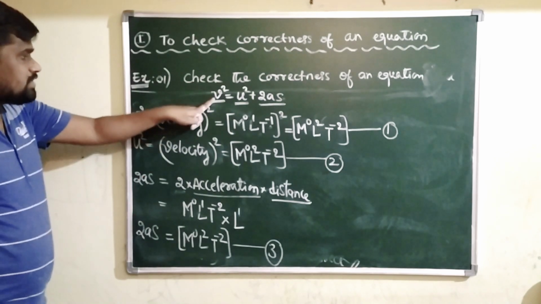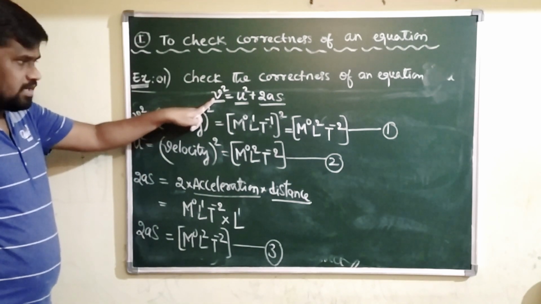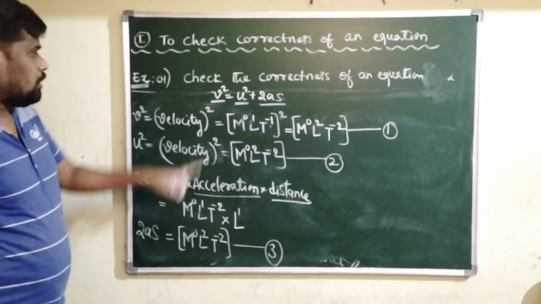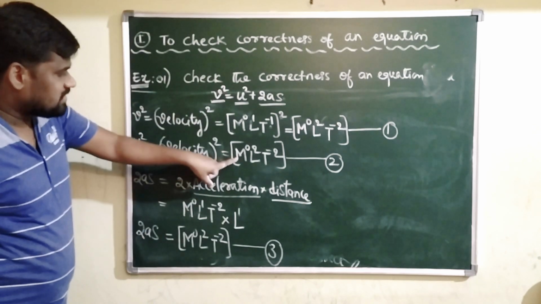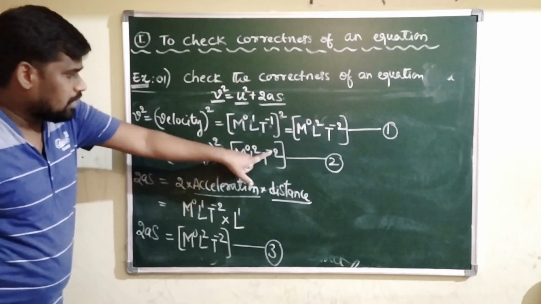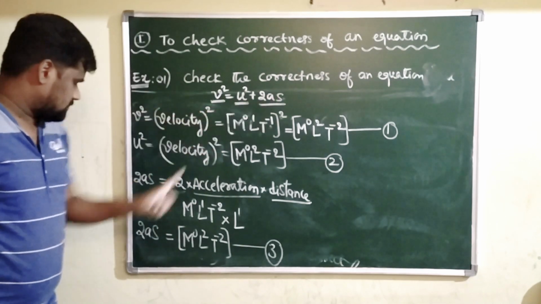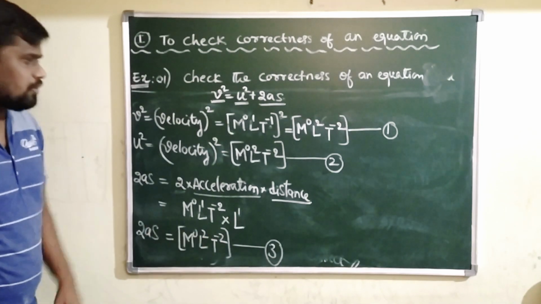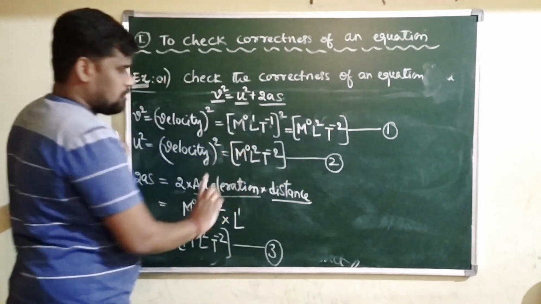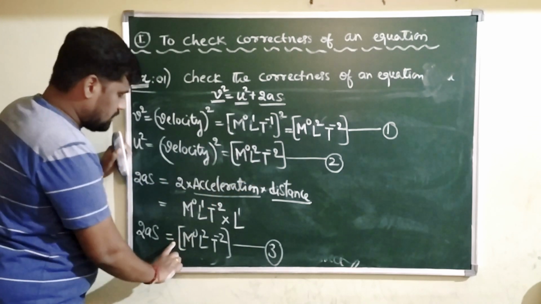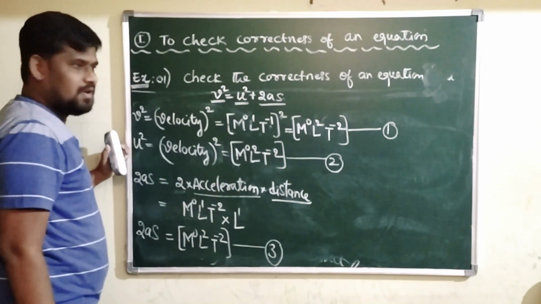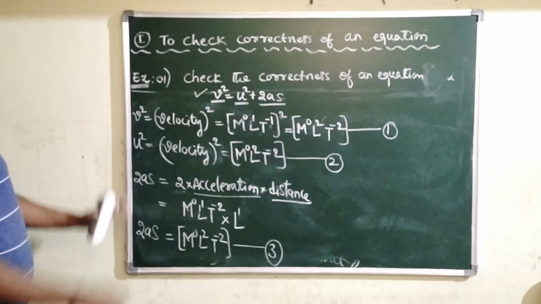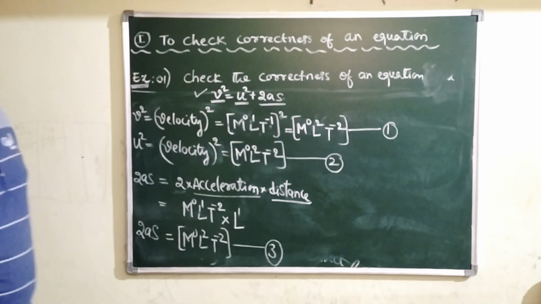Concentrate here. V square is the first term. Its dimension is M0 L2 t power minus 2. Okay? U square is the second term. Its dimension is M0 L2 t power minus 2. 2as is the third term. Its dimensions are M0 L2 t power minus 2. What is it? All the terms in this equation have the same dimensions. Hence, this equation is a correct equation.